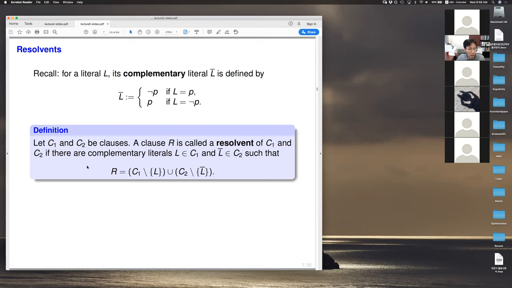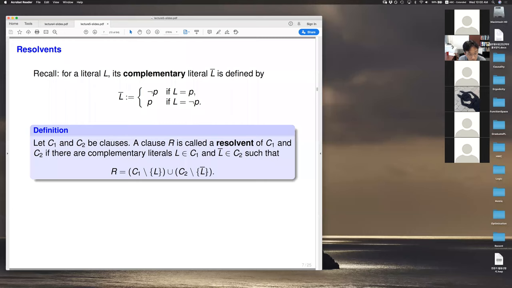Now, here's a really important concept in the resolution proof system, which is called a resolvent. A resolvent is defined with respect to two clauses. Suppose we have clauses C1 and C2. Just to remind you, a clause is a disjunction of literals, so in our representation C1 and C2 are sets of literals. Some clause R, another set of literals, is a resolvent of C1 and C2 if there exist complementary literals L and L bar, where L appears in C1 and L bar, the negation of L, appears in C2. Furthermore, R is defined by taking the union of C1 and C2, but without L and L bar. So from C1 we get rid of L, and from C2 we get rid of L bar.